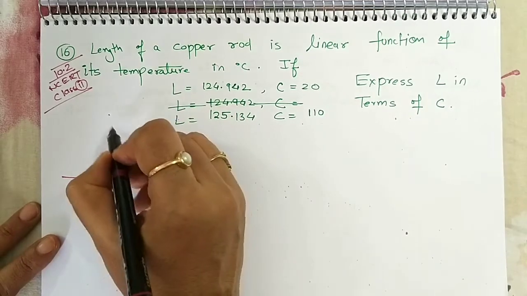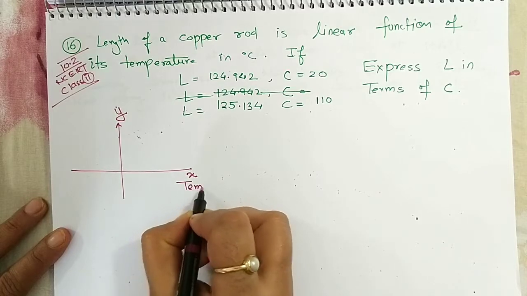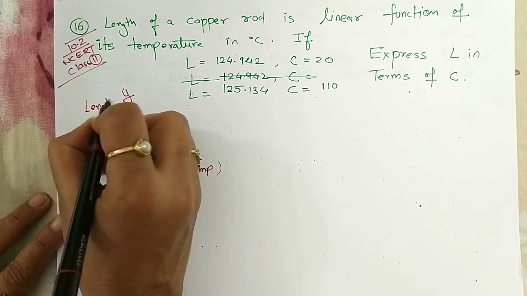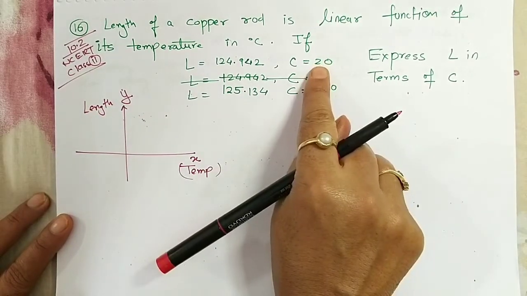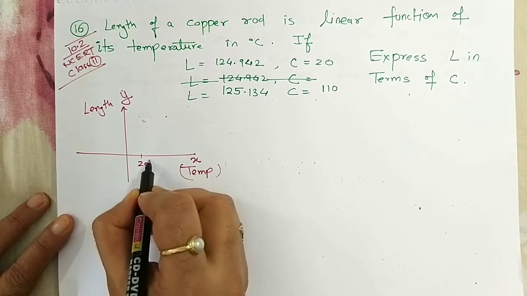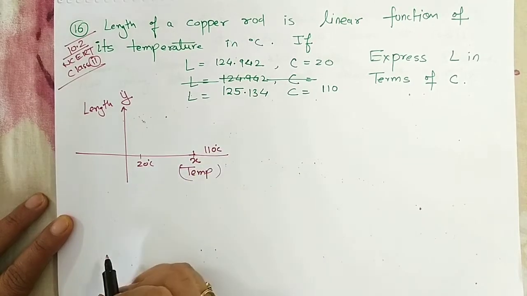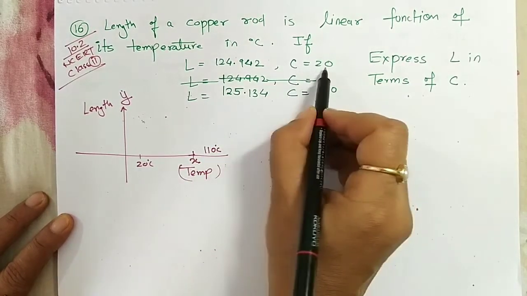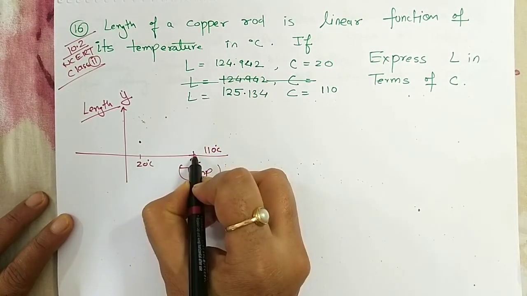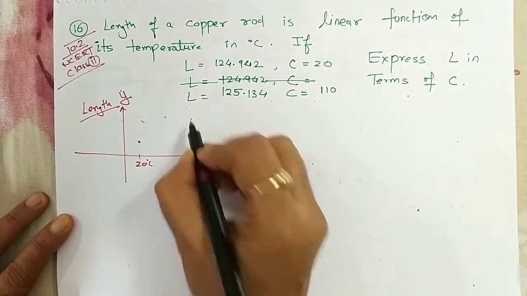Suppose I take this as the x-axis and this as the y-axis. On the x-axis I will show the temperature, and on the y-axis I will show the length of the copper rod. They are saying at 20 and 110, these two values are given. Suppose I am showing 20 degrees centigrade here, and somewhere here on the x-axis I am showing 110 degrees centigrade. At 20 degrees centigrade I am showing the length on this axis, suppose here, and at 110 the length is a little bit larger.